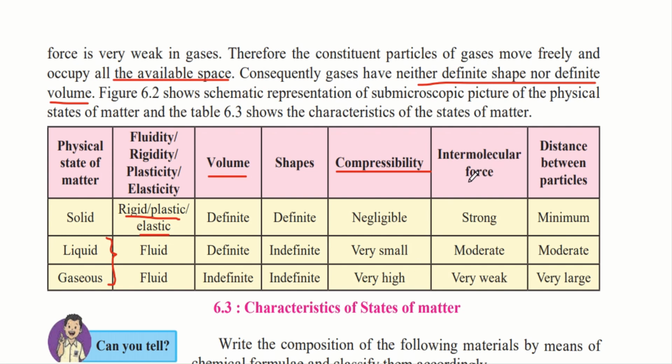Intermolecular force is what we studied earlier, where there is a force of attraction between each and every particle, and that is determined by the space present between each and every particle within the substance. Solids have almost no space between them, therefore their intermolecular force is very strong. But liquids have a little amount of space present between them, therefore their intermolecular force is moderate. And gases have very weak force because there is a lot of space present between each and every molecule within the gas. And this is the distance between the particles.